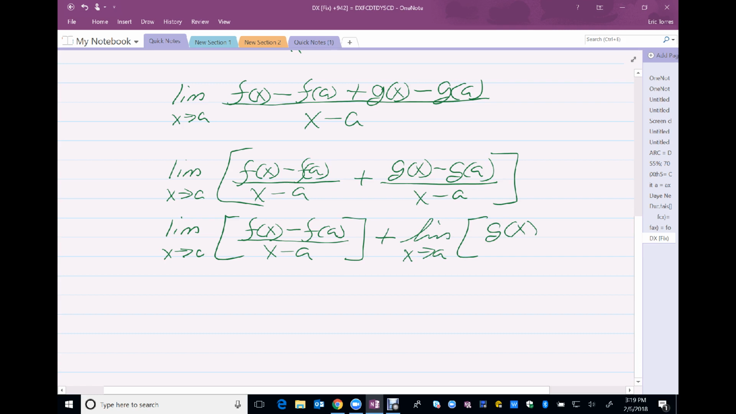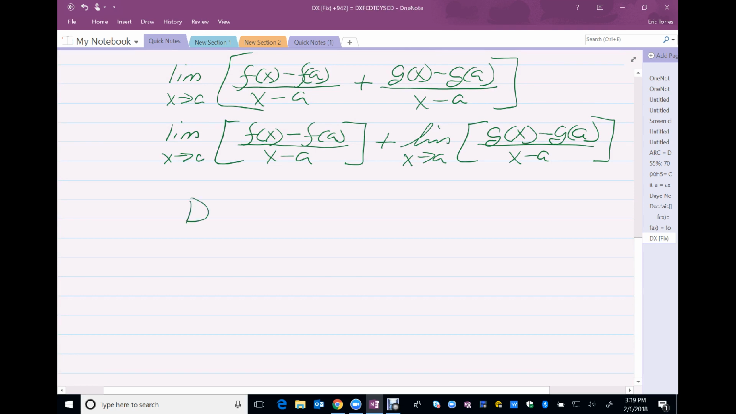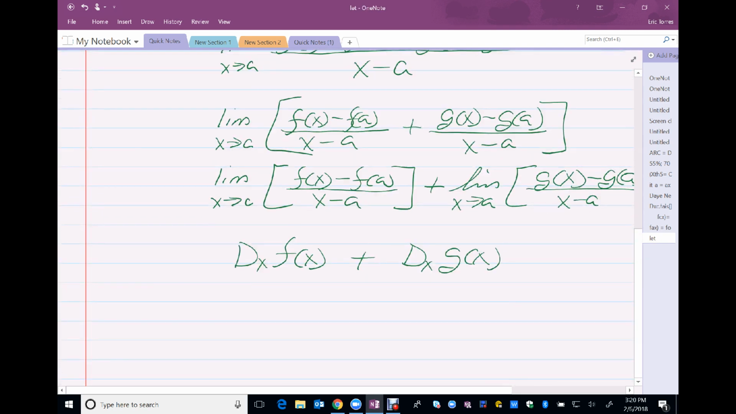And you'll notice each one of these limits represents a definition of the derivative of the respective functions. So the first limit is the derivative of f of x, and the second one is the derivative of g of x. Concluding my proof, back to where we started. All of this started from the derivative of f of x plus g of x. And I have proven this.